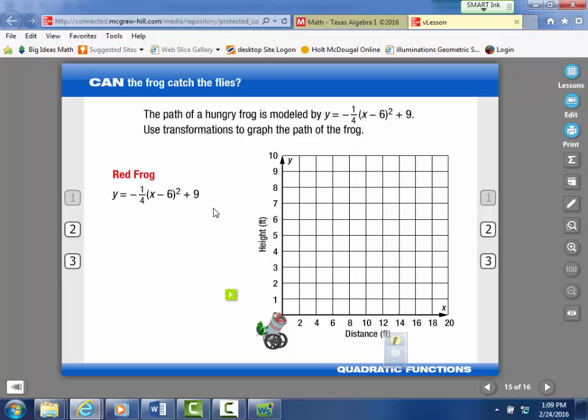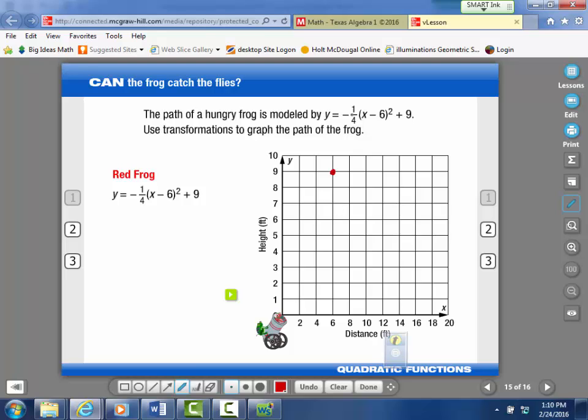Because I could start off with the parent function, and then I could move it based on what's going on here. So like I could start off at my vertex being at 0, 0, and then move it to the right 6 here, and then up 9 should be here. Okay, let me get my pen back. So 6, 9. So that's where my vertex would now be, right?